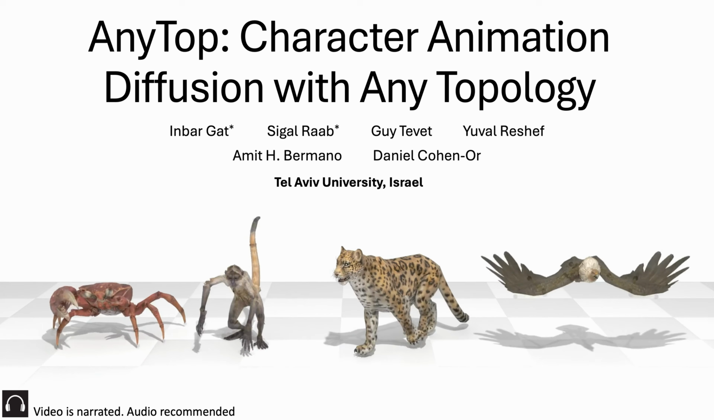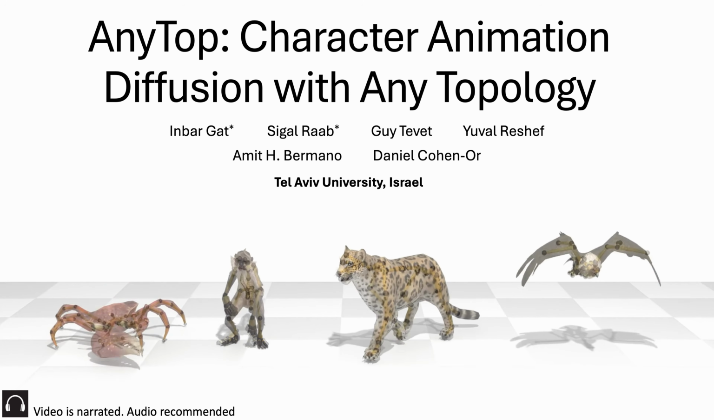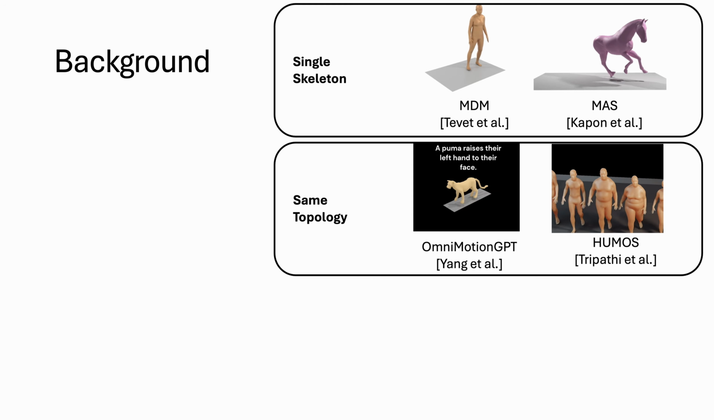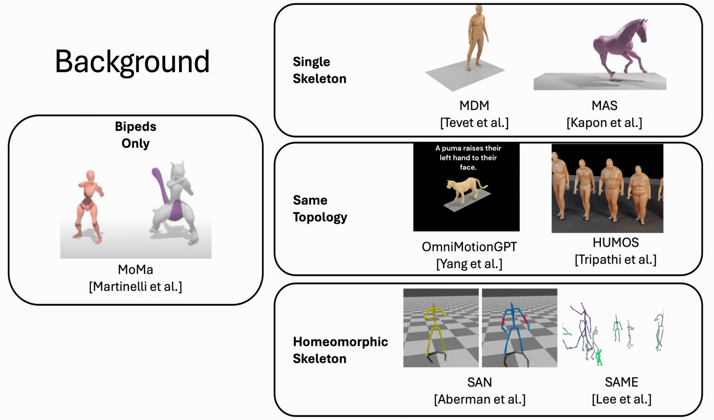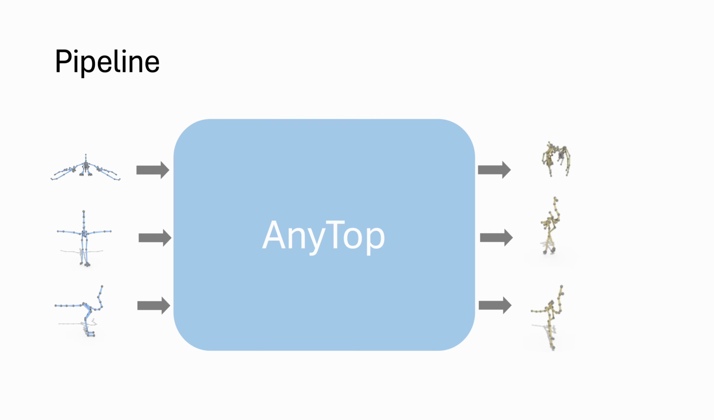We present AnyTop, a generative motion model that generates diverse motions conditioned on any character or topology. Most motion generation works exclusively handle single skeletons. Methods that handle multiple topologies are either limited to differences in bone proportions only, homeomorphic motions, or specific domains such as bipeds. With just a skeleton definition as input, AnyTop generates diverse natural motion for various body parts and topologies.